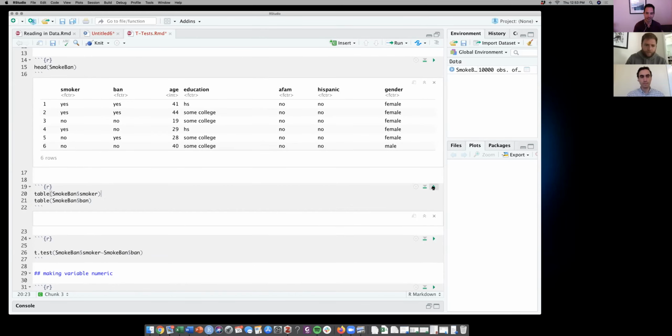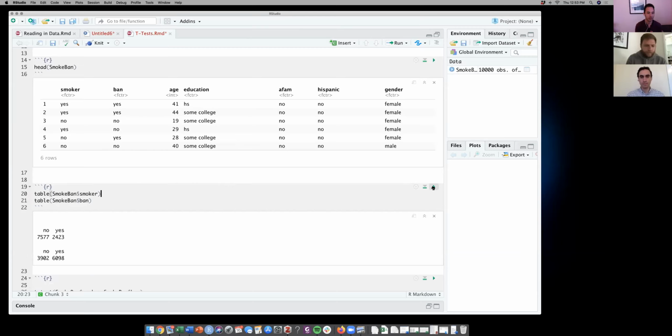The top line is for people who smoke, so 7,577 do not smoke in the data. 2,423 do smoke. So about 75% don't smoke, 25% do smoke in total. 3,900 work in some place without a smoking ban, and 6,000 work someplace with a smoking ban. What we want to see is whether that ban makes a significant difference between these two groups and the rates at which they smoke.